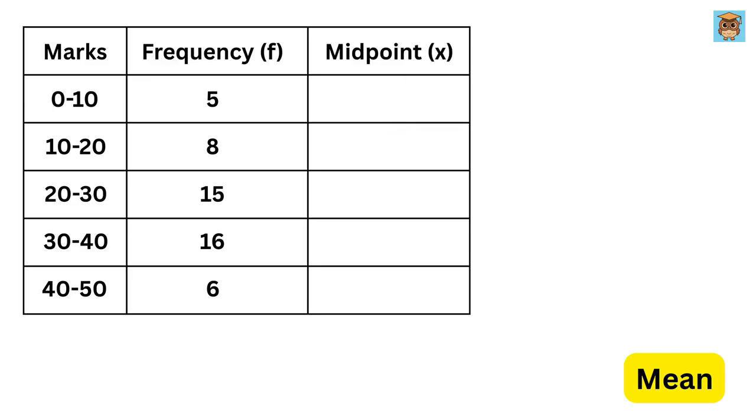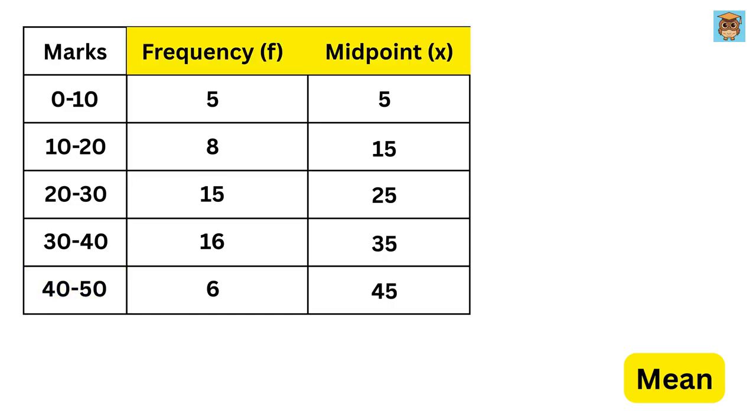To find the midpoint, we add the lower boundary and upper boundary of the class and divide by 2. For the first class, 0 to 10, the midpoint is (0 plus 10) divided by 2, which gives 5. For 10 to 20, the midpoint is (10 plus 20) divided by 2, which gives 15. For 20 to 30, (20 plus 30) divided by 2 gives 25. For 30 to 40, (30 plus 40) divided by 2 gives 35. For 40 to 50, (40 plus 50) divided by 2 gives 45.